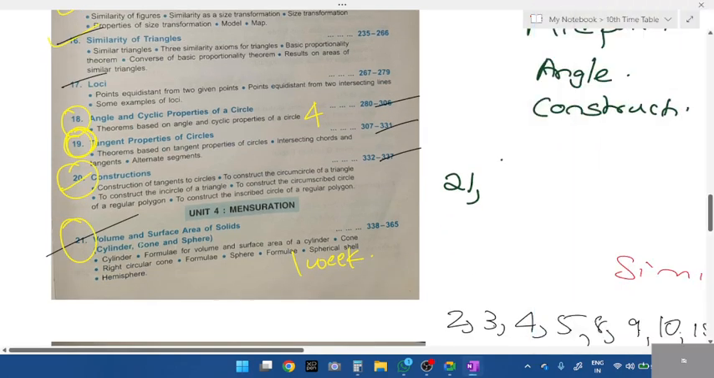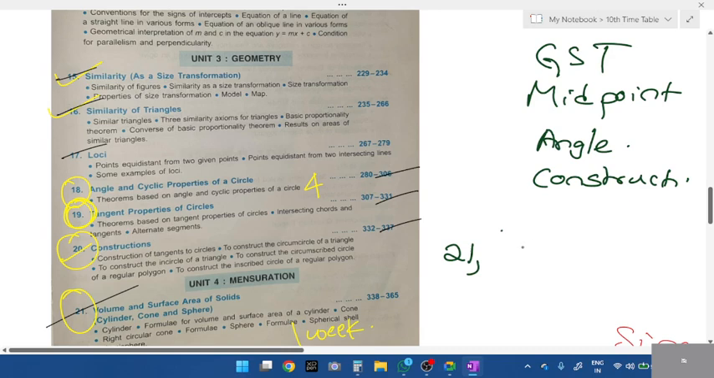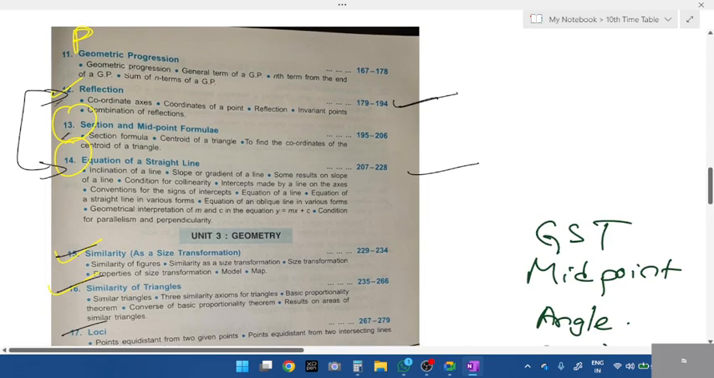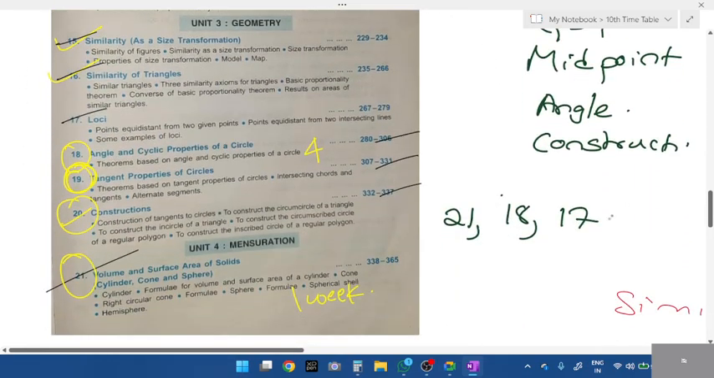In those 2 weeks, I'll do the 21st chapter, volume. Okay, volume, then angle and cyclic property, 18. Loci is not that important. Just 1 day is enough. We can complete even that. Then what else is left? Geometric progression, right? GP and equation of a straight line, 11 and 14.